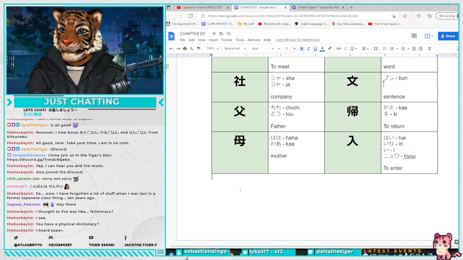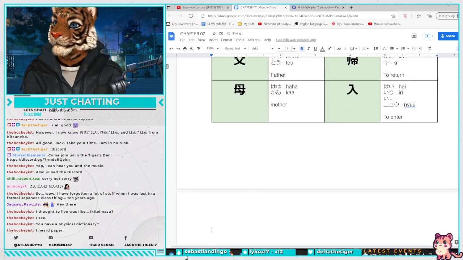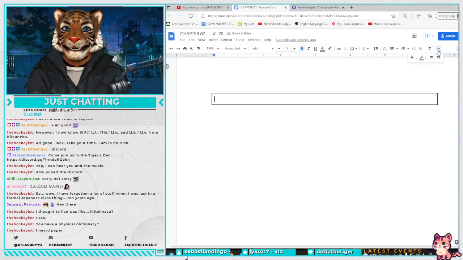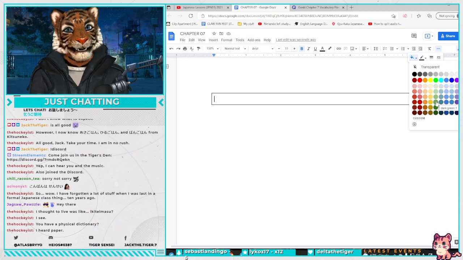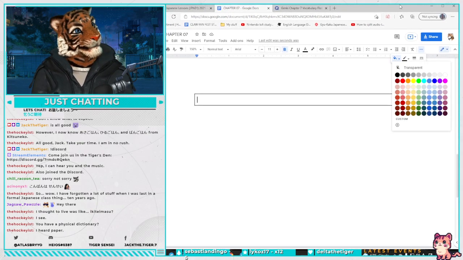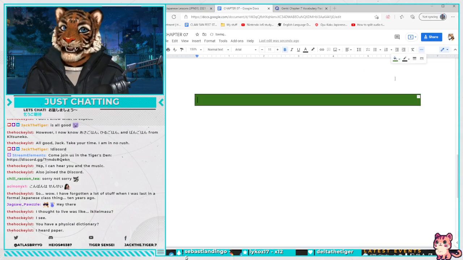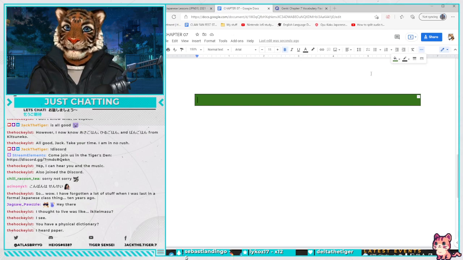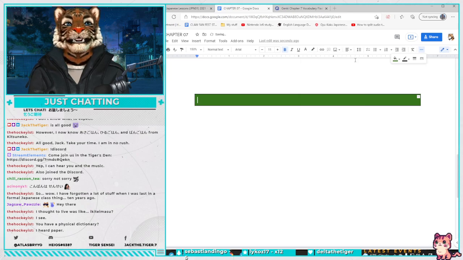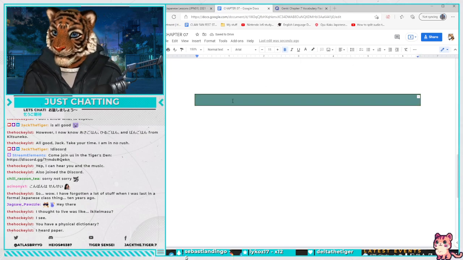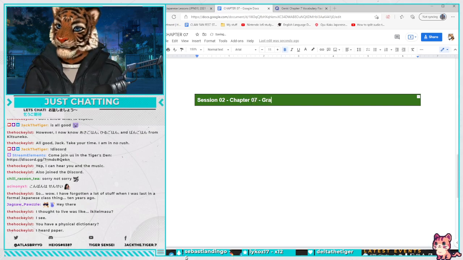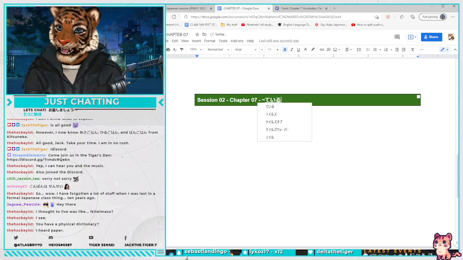So first things first, now that we're on session two, let's insert a table. I like my stuff to be nice and hyper organized and neat because I am a control freak in that way. Green. Last when we were doing Japanese one, I was using blue. But now we're in Japanese two for our beginning intermediate students. We're gonna use green. So this is gonna be session two, chapter 7. And today's focus is teiru.